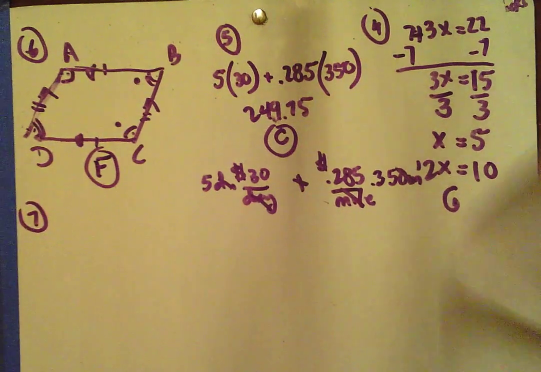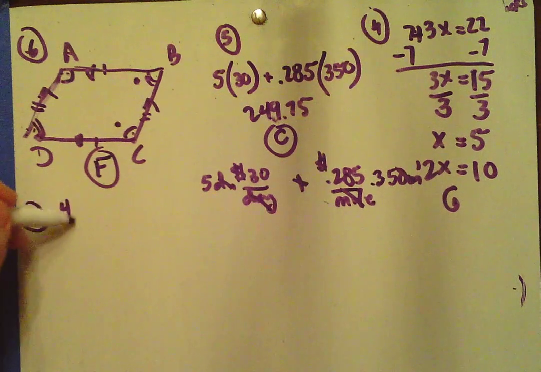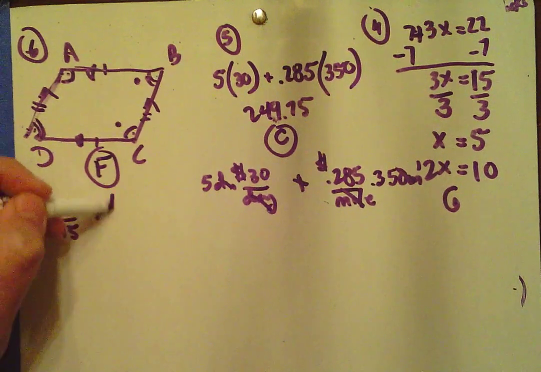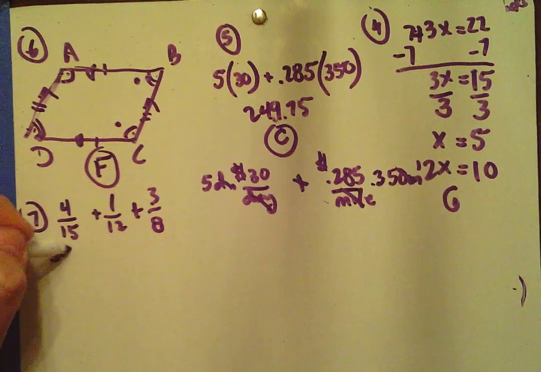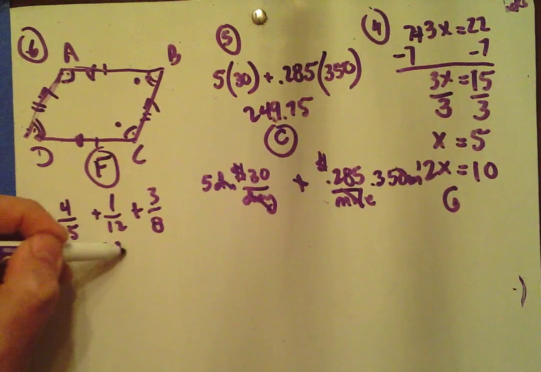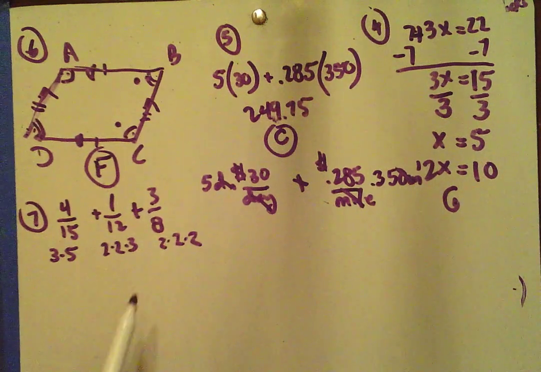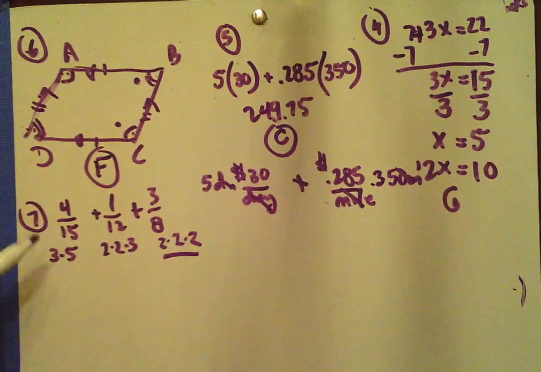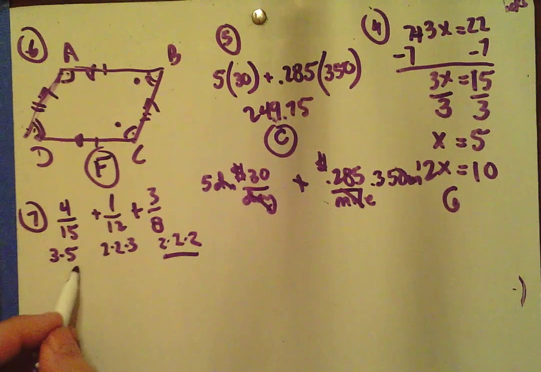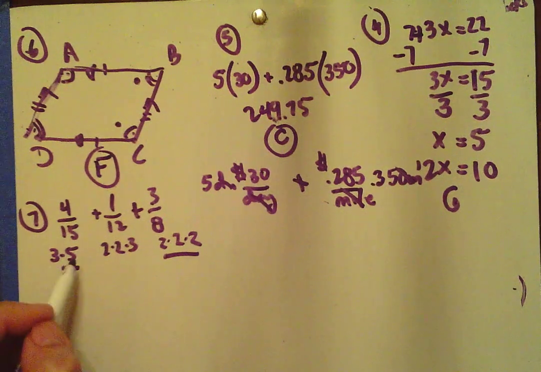7. Let's take a look at 7. 7 says, what is the least common denominator for adding the fractions 4 over 15 plus 1 over 12 plus 3 over 8? Well, there's a 3 and a 5 here. There's a 2, a 2, and a 3 here. And there's a 2, a 2, a 2 here. Well, we're going to need all these 2's. This one has 2 of them, so this one would need one more 2. And this one needs a whole bunch of 2's. We need a 5, because this one has a 5. Even though these others don't have a 5, because this one has a 5, we need a 5.